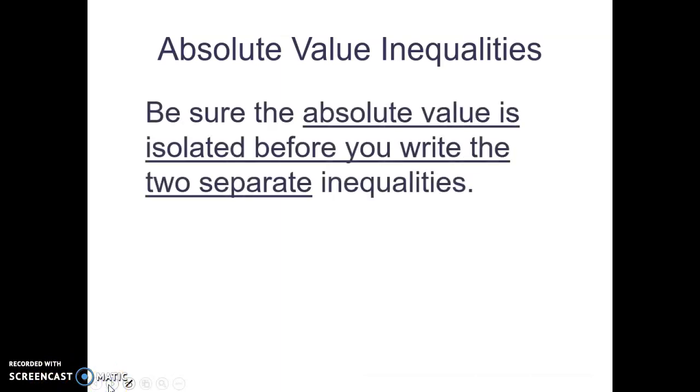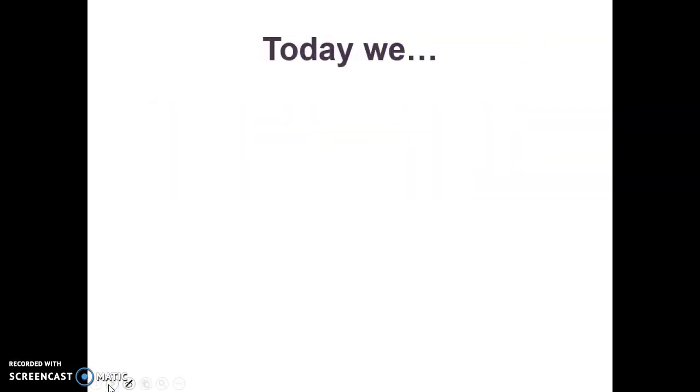When dealing with absolute value inequalities, be sure that the absolute value is isolated, so it's all by itself on one side of the inequality symbol before you write the 2 separate inequalities. This is true of equations, and it's also true here. So we need to make sure that we isolate using those steps. Simplify anything in the absolute value brackets, isolate the absolute value, and then set it to the 2 inequalities, the positive and the negative.